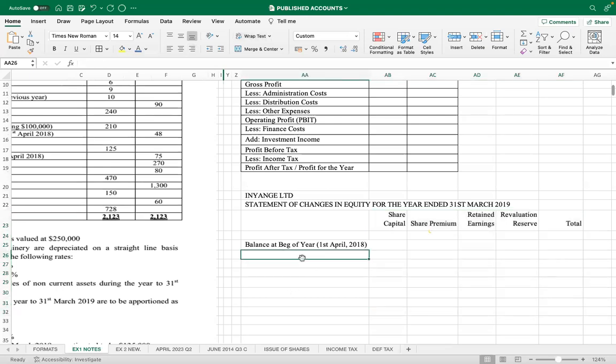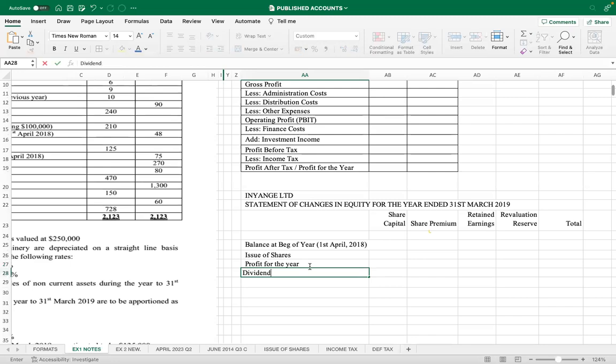And then in that case, you account for if there is any issue of shares. We looked at issue of shares in the morning. You can post what goes to share capital, what goes to share premium. Maybe if there is profit for the year, you account for it. Maybe there is dividends paid. Dividends that have been paid, you also account for it. And then this gives you balance at the end of the year. Now, what is the end of the year? End of the year is the 31st March 2019.